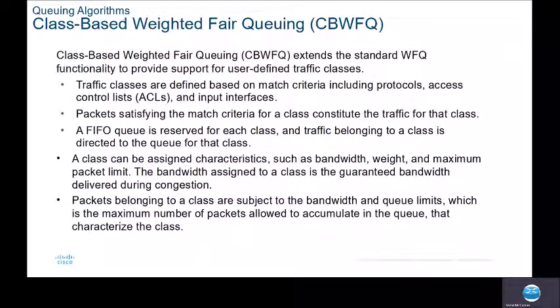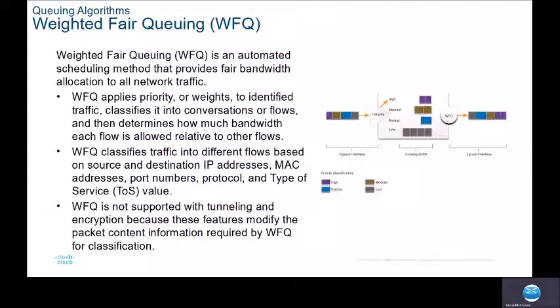Now, class-based weighted fair queue. Now, this one basically, if you're talking about serial interfaces, it's actually on by default if you've got an interface slower than T1 or 1.544, which is the assumption for your serial interfaces anyway. And so if you've got a slower interface, it will run weighted fair queue. If it's faster, it will use FIFO by default. Now, of course, you can change what queuing algorithm is used.